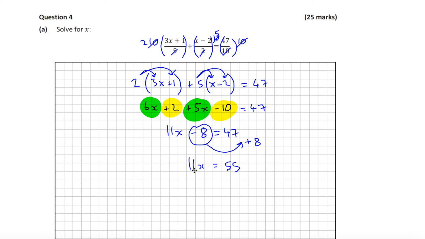So now I'm going to divide both sides by the number in front of x, which is 11. Balancing both sides. These 11s cancel, leaving me with x. And 55 divided by 11 is 5. So my answer is x equals 5.